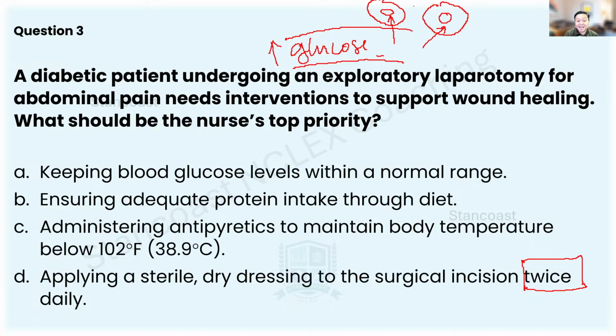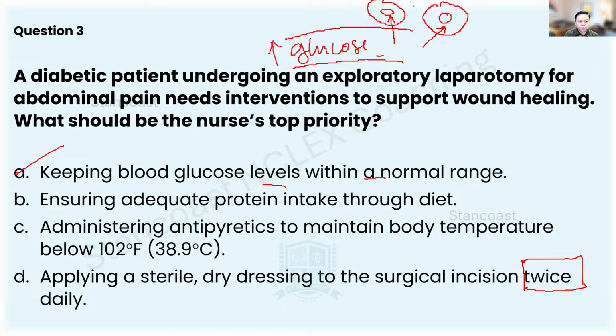If there is hyperglycemia, what do you expect? If the tissue has that surgical incision, it will not really heal properly. So the goal of our treatment here is to keep the blood glucose levels within the normal range. If you answered letter B, we know that protein intake through the diet is very important, but without controlling the glucose, even if you give them optimal protein nutrition, it still cannot overcome the negative effects of the hyperglycemia on the healing.